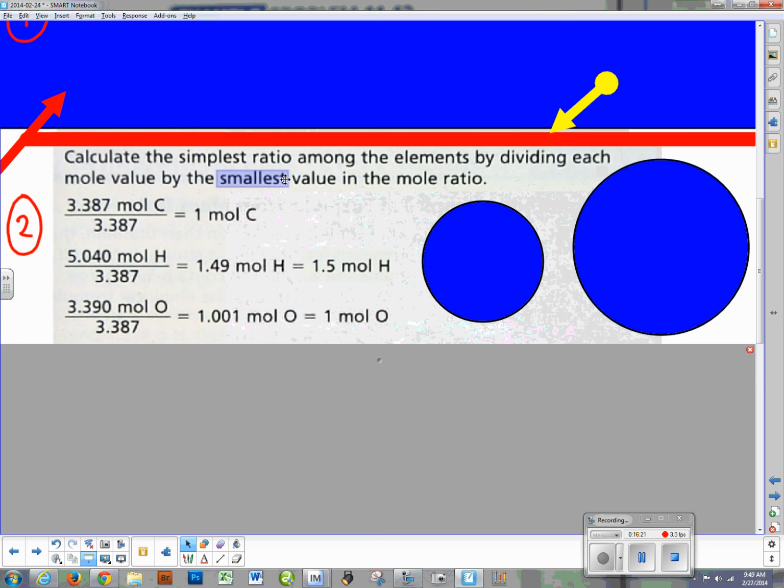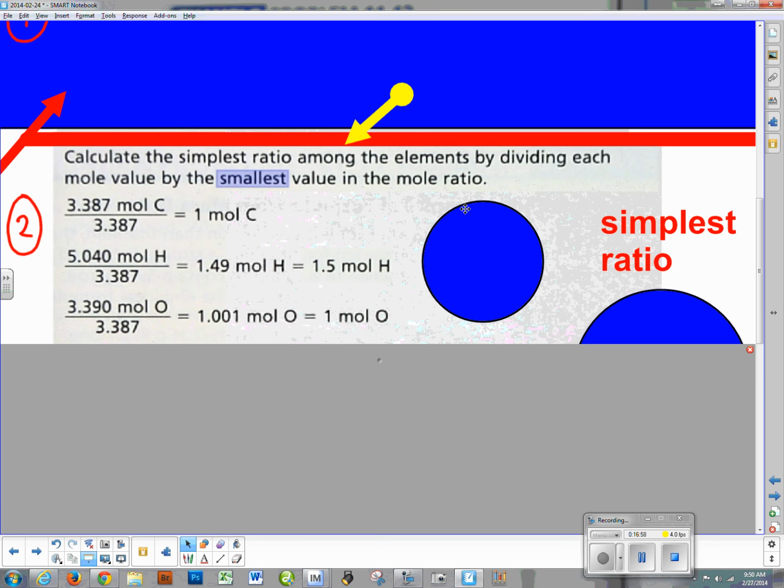Cindy here? Yes. Okay. Cindy, would you please tell us, what do you think we're doing here? What do you think we're doing with all this stuff here? Where do you think that 3.87 right here, where did I get that? Yes, the smallest value. Okay, that's what they're after here. So, what are we doing?